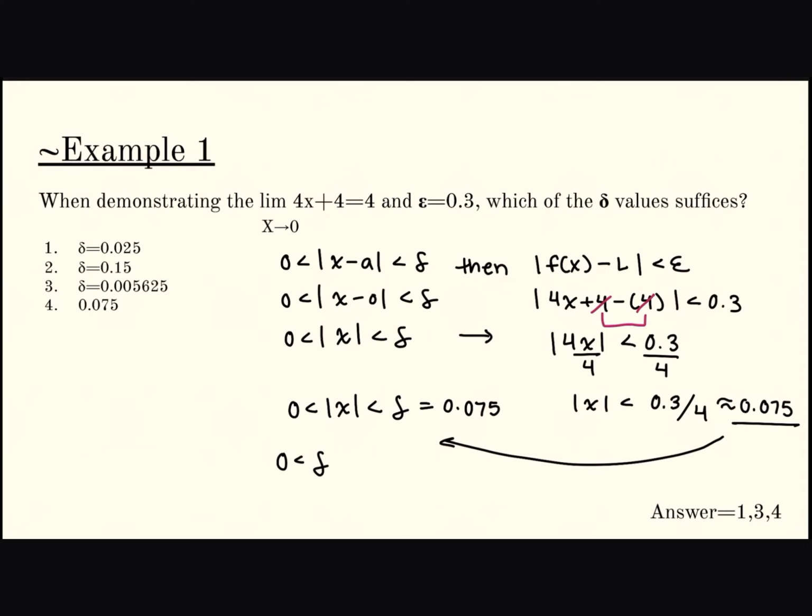This means that we can rewrite this as 0 is less than delta, which is less than or equal to the value of 0.075. With this new interval notation, we can now find how many of the 4 answers given applies to this example. Delta equals 0.025 fits within that interval. Delta equals 0.00565 also fits, and delta equals 0.075 also fits within that interval.